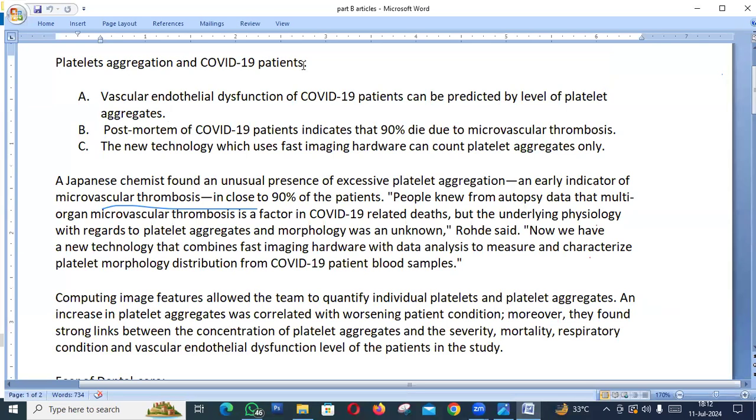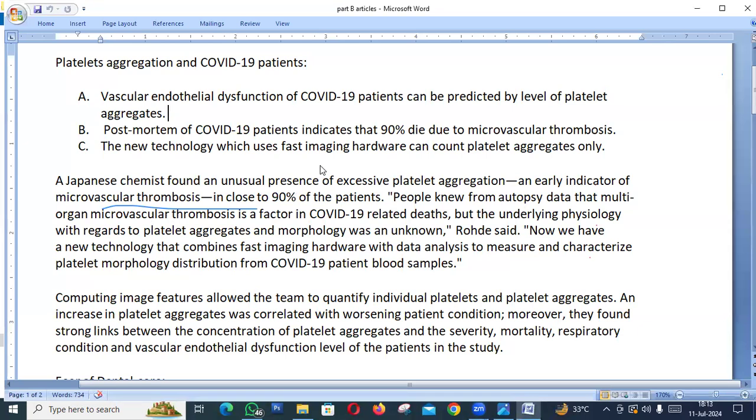First, we read there is some text and there are some options, and there is one or two paragraphs where we need to find the answer. So this would be the same in reading part B and C. You will have some text and you need to find the answer.